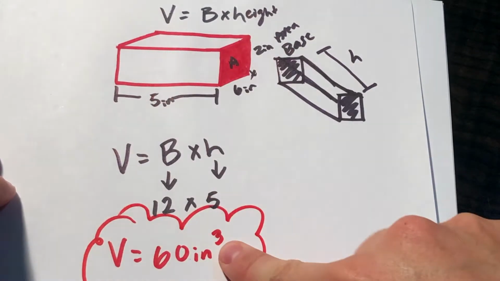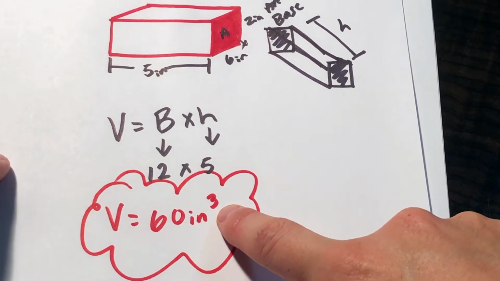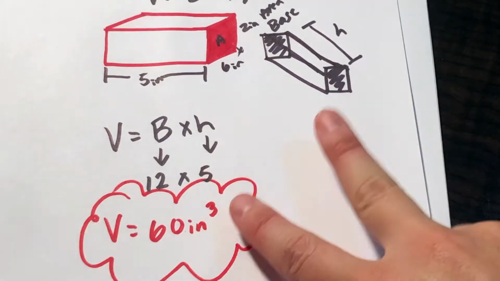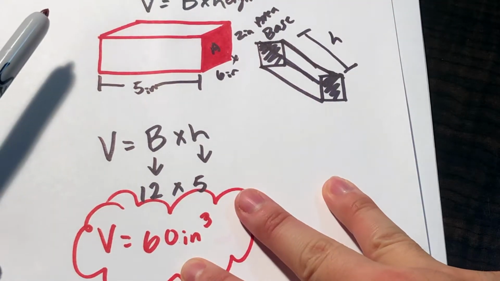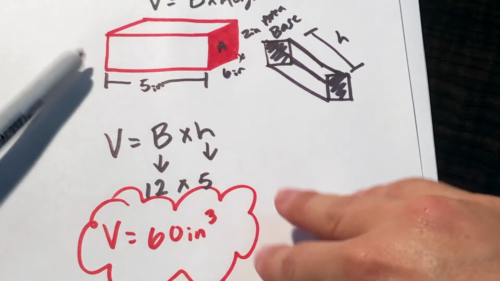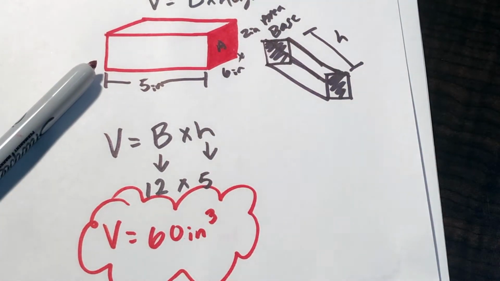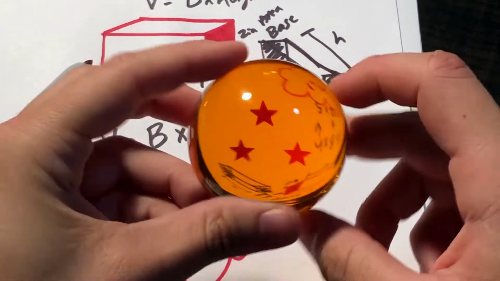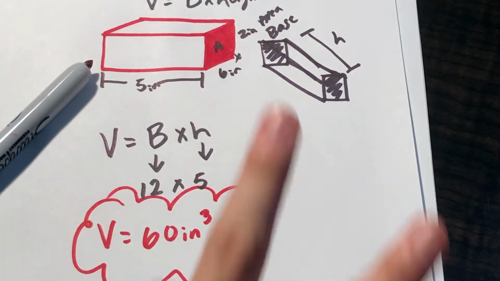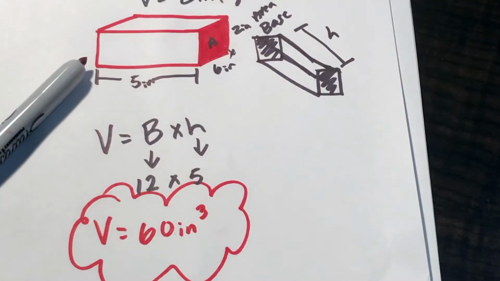What? Cubed? Yes, cubed. The reason we use this 3 is because why? What do you think we use the 3 for? Is this a 2D shape or is this a 3D shape? That is right, guys. This is a 3D shape. It has 3 dimensions, not 2. Kind of like the 3 stars on this Dragon Ball, okay? It has 3 instead of 2 dimensions. We have the length, the width, and the height, okay?